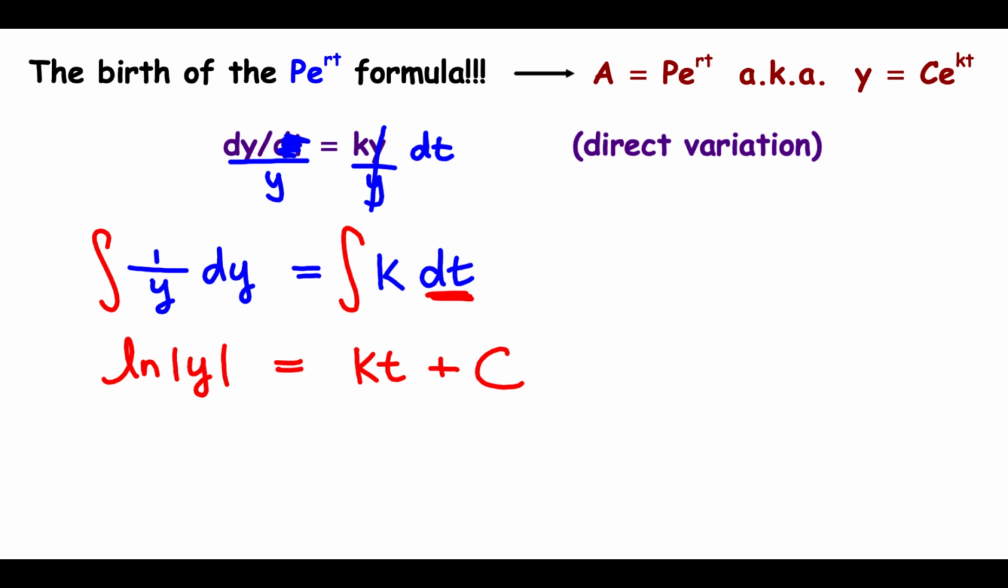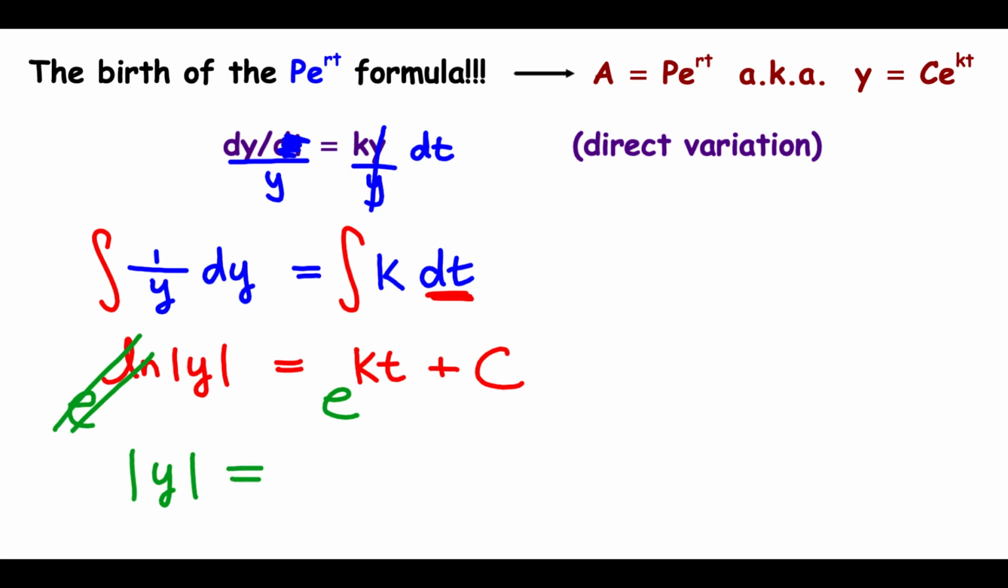Well, to get y by itself, we've got to get rid of that natural log. And what better way to get rid of a natural log than by using its inverse, e? So we're going to make a base of e on both sides. This process is called exponentiation. We are exponentiating both sides. As I mentioned, e and natural log are inverses. They will simply cancel each other away.